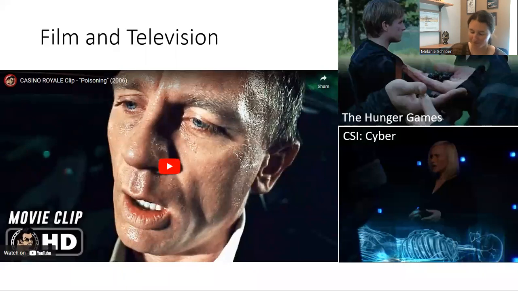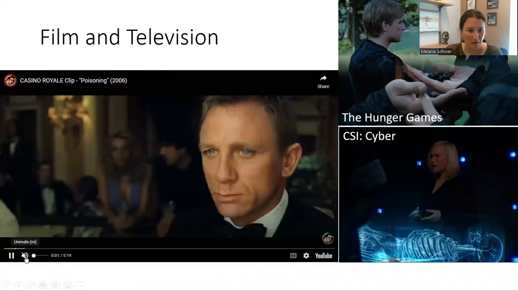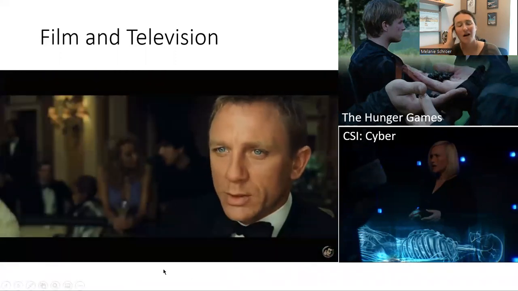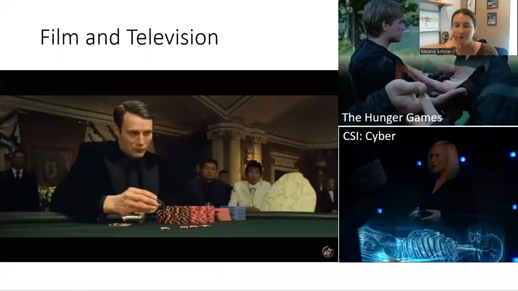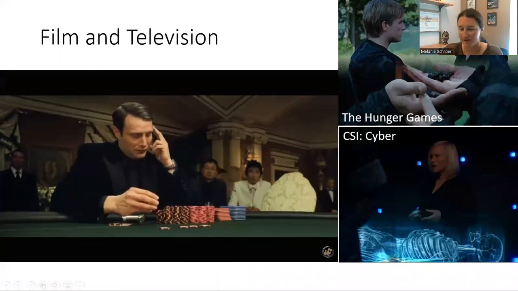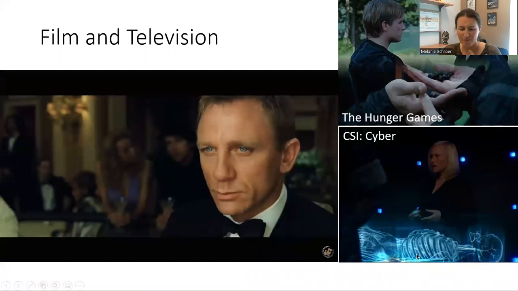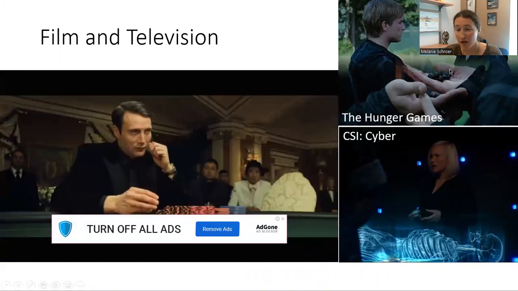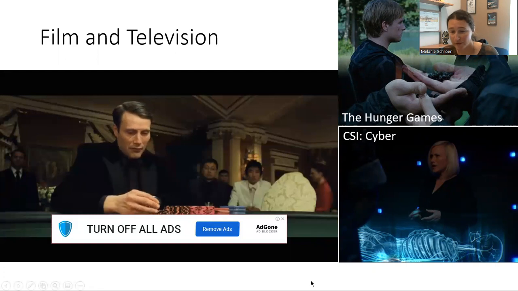Finally, probably the media through which we have learned the most about poisons is film and television. And so I just want to play this as I'm talking here, to an old James Bond movie. We also have an example from various detective shows, Hunger Games, right? The whole scene with the poison berries and everything.